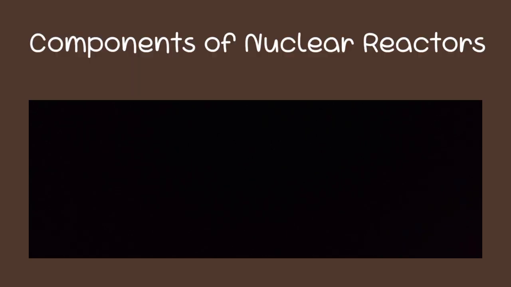Here are the main components of a nuclear reactor. First is the core. The core of the reactor contains all of the nuclear fuel and generates all of the heat. It contains low-enriched uranium, control systems, and structural materials. The core can contain hundreds of thousands of individual fuel pins.